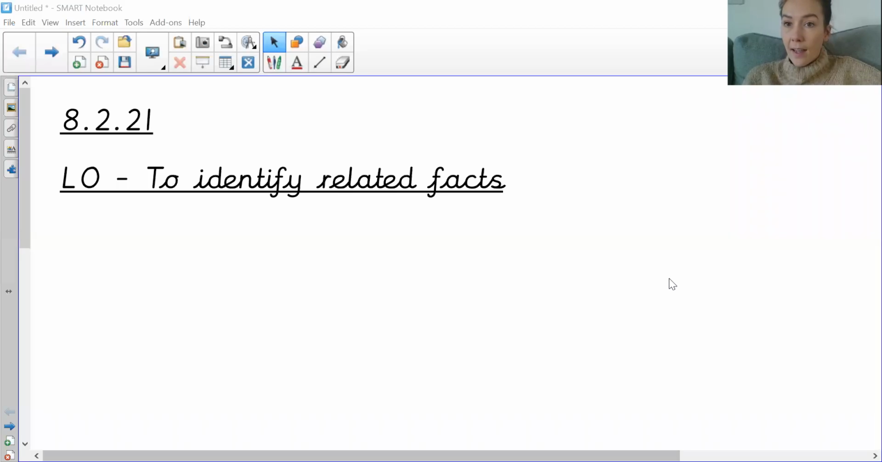Morning, everybody. We are on maths for Monday the 8th. Today we're looking at related facts between different numbers and how they can help us solve different equations. It will become clearer as I'm going through with you, so please watch and listen carefully.